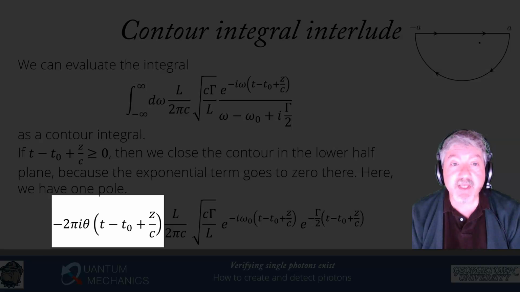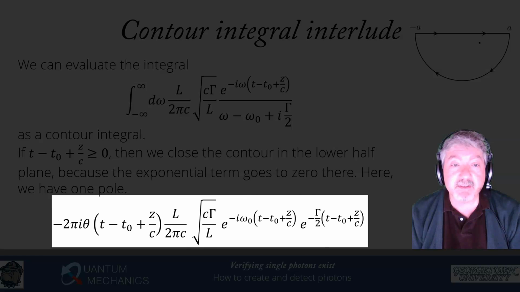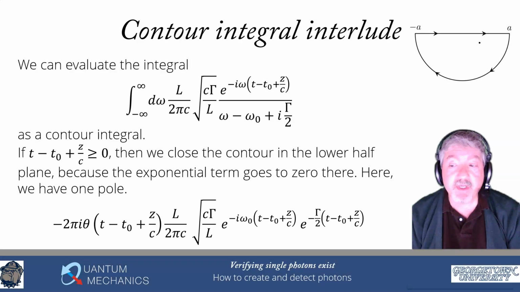Then I have to calculate the residue, and to calculate that, I'm going to get the integrand without the denominator in it. So I'm going to get L over 2 pi c, square root of c gamma over L, and then I have to evaluate that exponential at the point where omega is equal to omega 0 minus i gamma over 2. So I'll get e to the minus i omega 0, t minus t0 plus z over c, and then when I add in that minus i gamma over 2 multiplied by minus i, I'm going to get minus gamma over 2 times t minus t0 plus z over c. So that now has evaluated that integral for us.